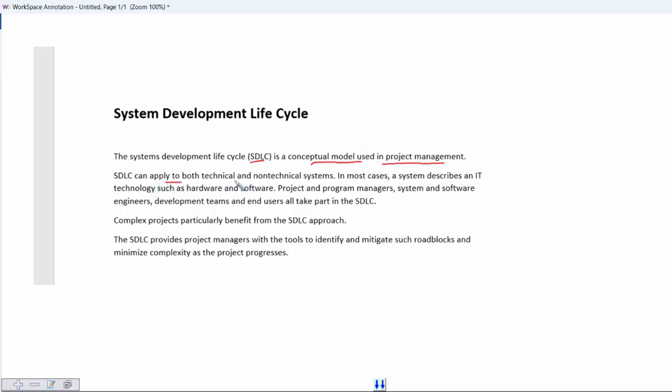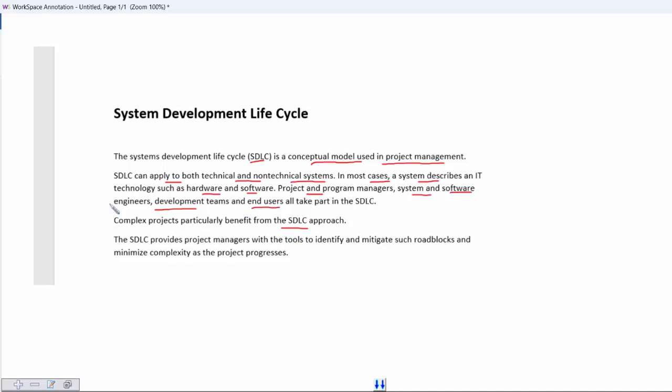SDLC can apply to both technical and non-technical systems. So I told you that it describes the information system development life cycle, but it also describes non-technical systems. In most systems, the system describes an IT technology such as hardware or software. Project and program managers, system and software engineers, development teams, and end users all take part in the SDLC, the system development life cycle. Complex projects particularly benefit from the SDLC approach.